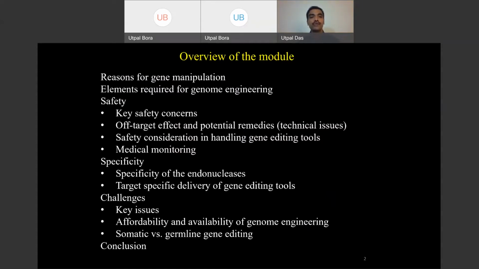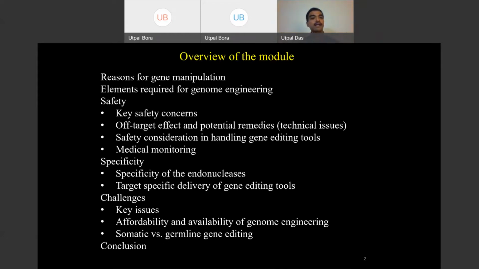First of all, we'll ask ourselves the question: what is the reason for gene manipulation? Really, do we need to manipulate genes? And then a little bit of a summary of the different components of genome engineering that are actually required to manipulate genes. As I mentioned, and I believe my previous speakers in the last 4 days have generously explained all the different components of different nucleases.